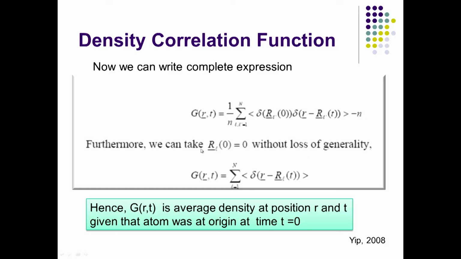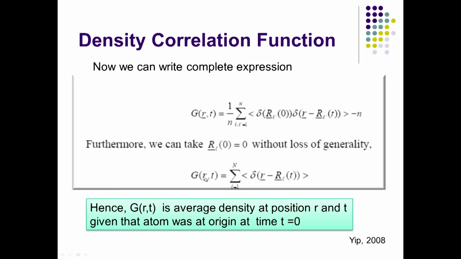Furthermore, we can take r 0 is 0 without loss of generality. So, if you look at r 0 at the origin, we are starting at the original point, then all we are left with is the change in the particle over time t, if we consider that it is starting at the position 0, and that origin can be arbitrarily defined. So, that you can say r 0 is 0, and now all you are looking at is G(r, t), which is the density correlation function.